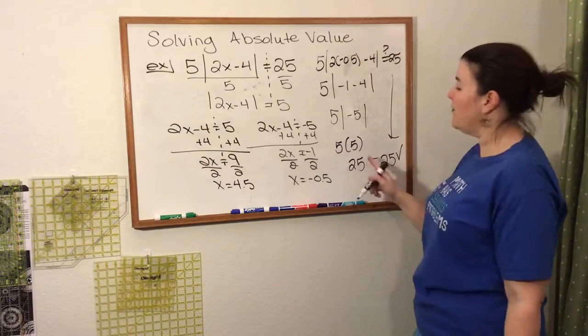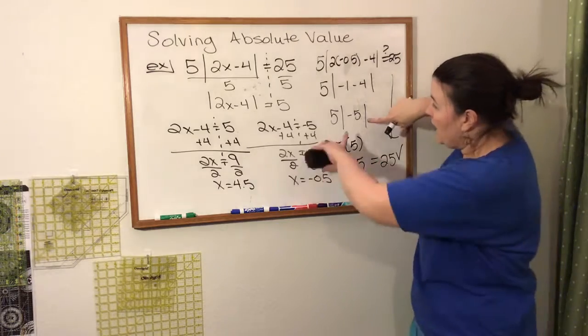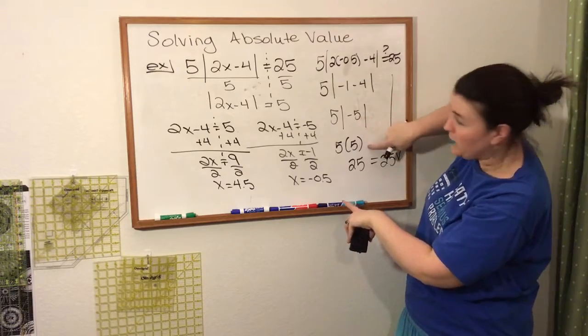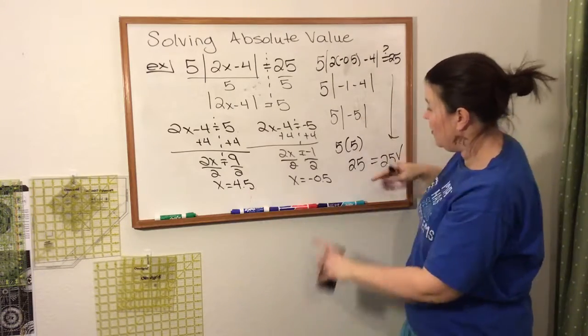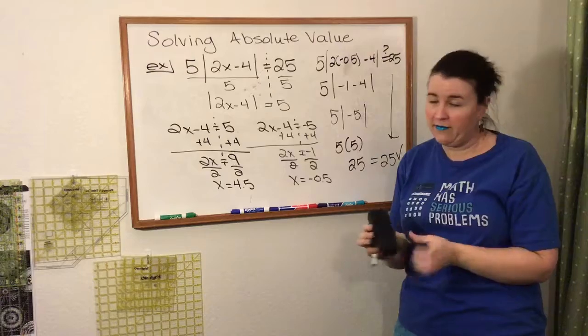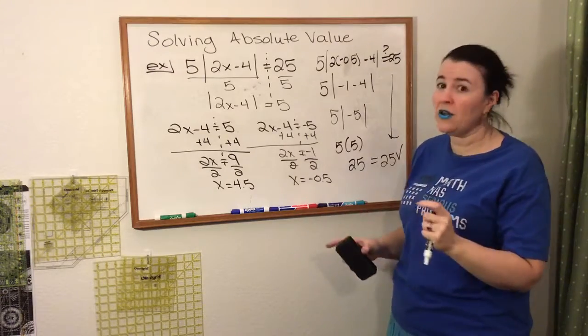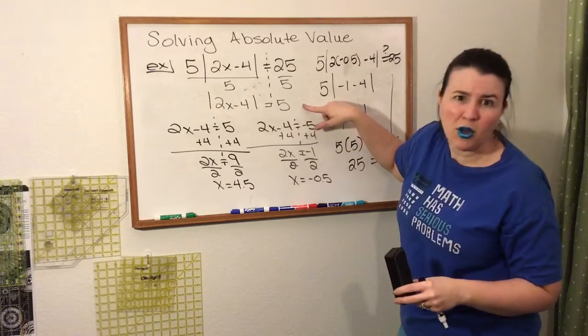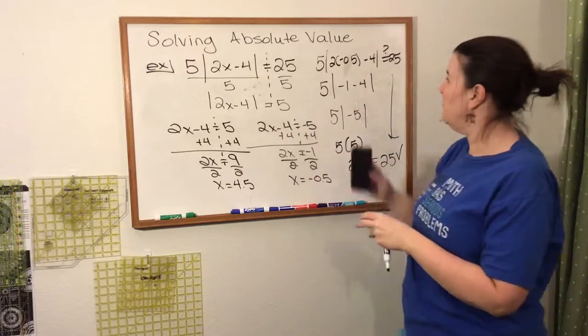Okay, so we're the smartest people we've ever met. Because this number will give me the negative 5, but absolute value goes positive, and this number will give me the positive 5, I have two answers that make 25. Okay, so solving absolute value: get the absolute value by itself, make sure it's possible, and then split it.